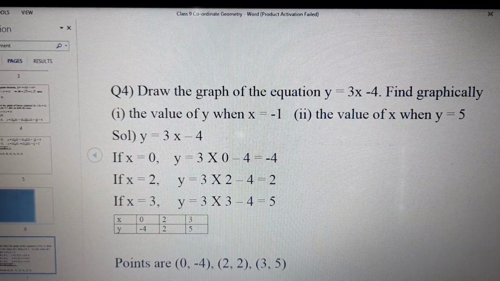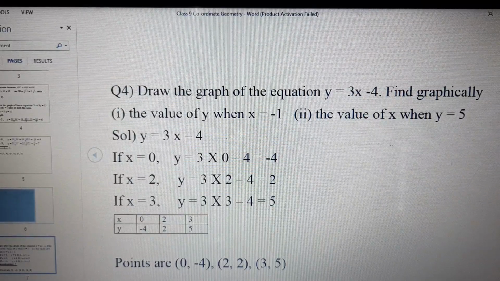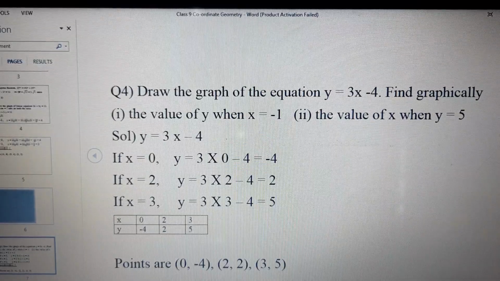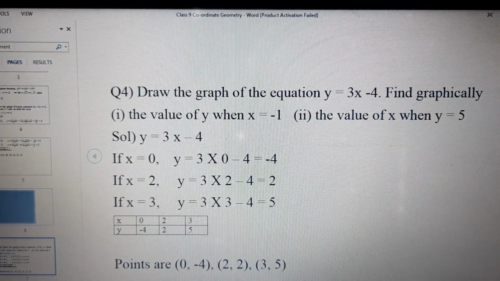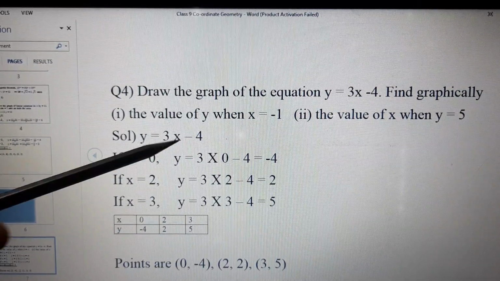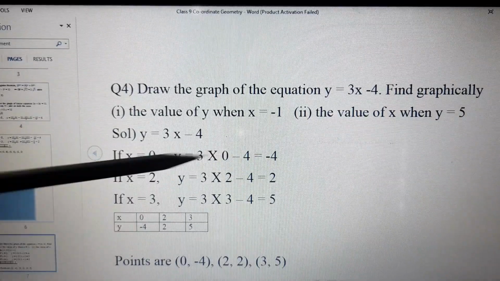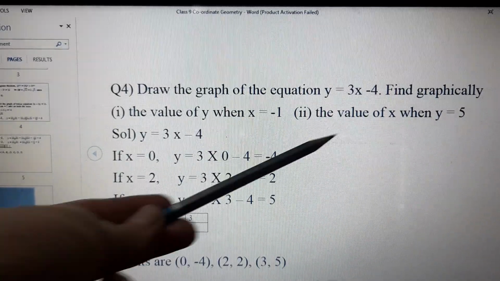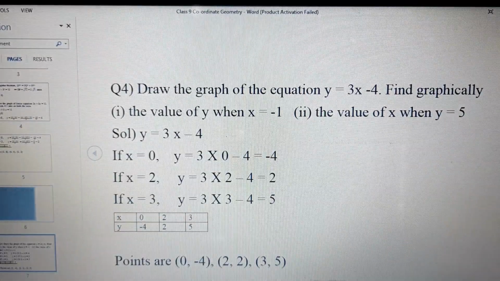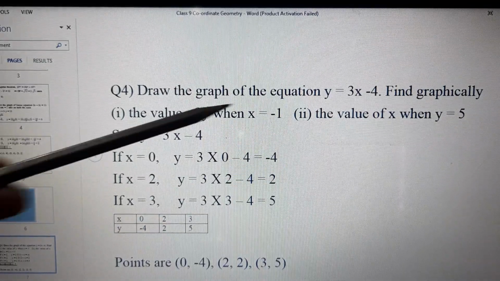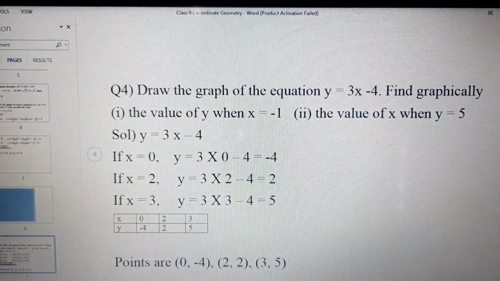Now moving on to the next type of question. It says draw the line y is equal to 3x minus 4, and then we have to find the value of y when x is equal to minus 1, or the value of x when y is equal to 5. How are we going to do it? They have already given y is equal to 3x minus 4.